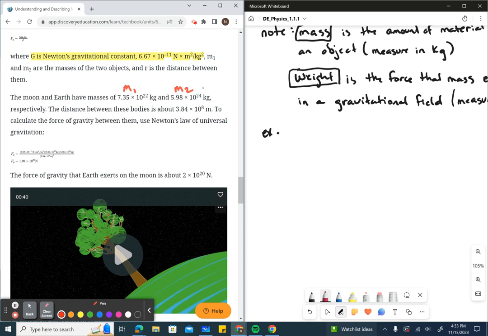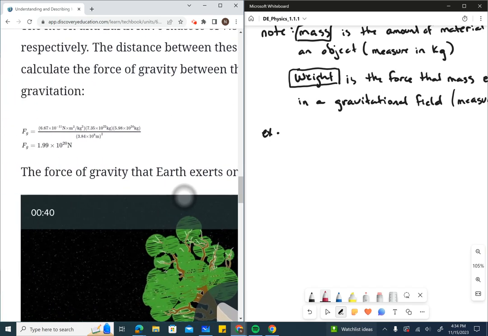The distance between these bodies is about 3.84 times 10 to the 8th meters. So this is going to be what we call R, or our distance. Notice that that's in meters. To calculate the force of gravity between them, use Newton's law of universal gravitation. So in this example problem, I don't even have to really write out this problem. Let's just go ahead and take a look at the screen. Just expand upon this, okay?